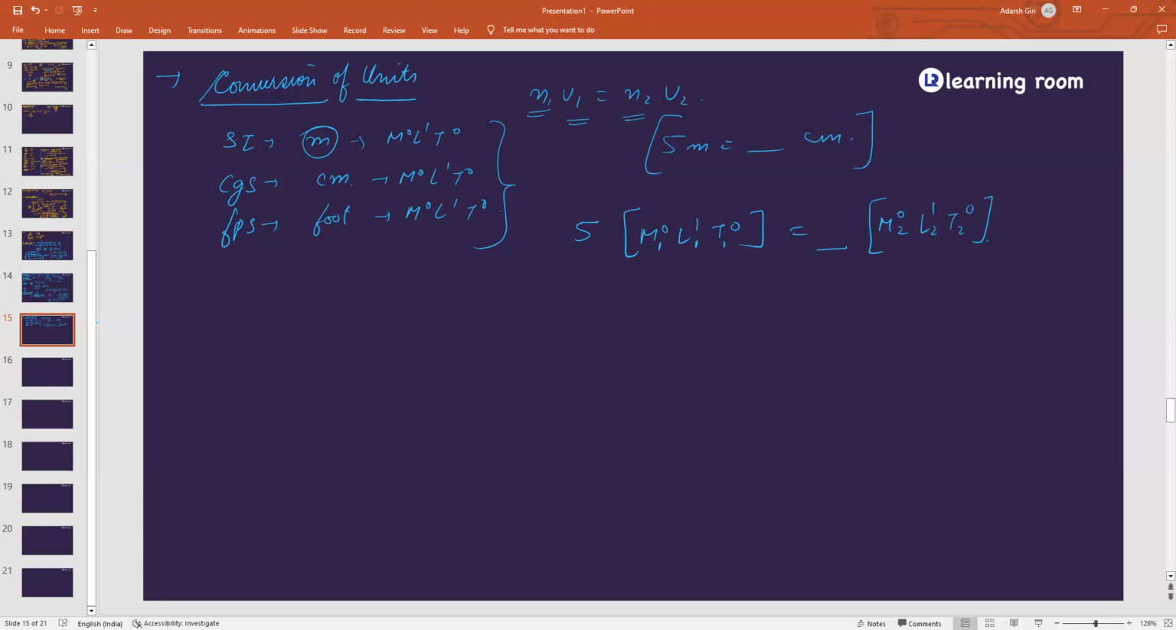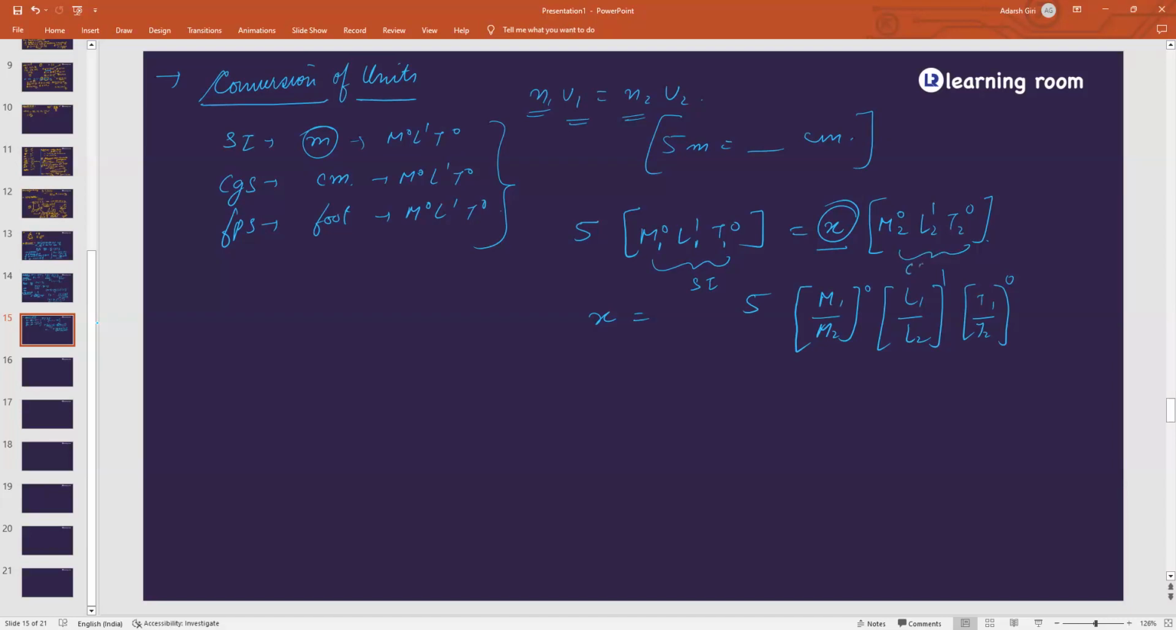Okay. Now see here, I want to know this value of x. So x will be 5 times (M1 upon M2) to the power 0, then (L1 upon L2) to the power 1, and then (T1 upon T2) to the power 0. Right? Now tell me, M1, L1, T1 was in the unit of SI.